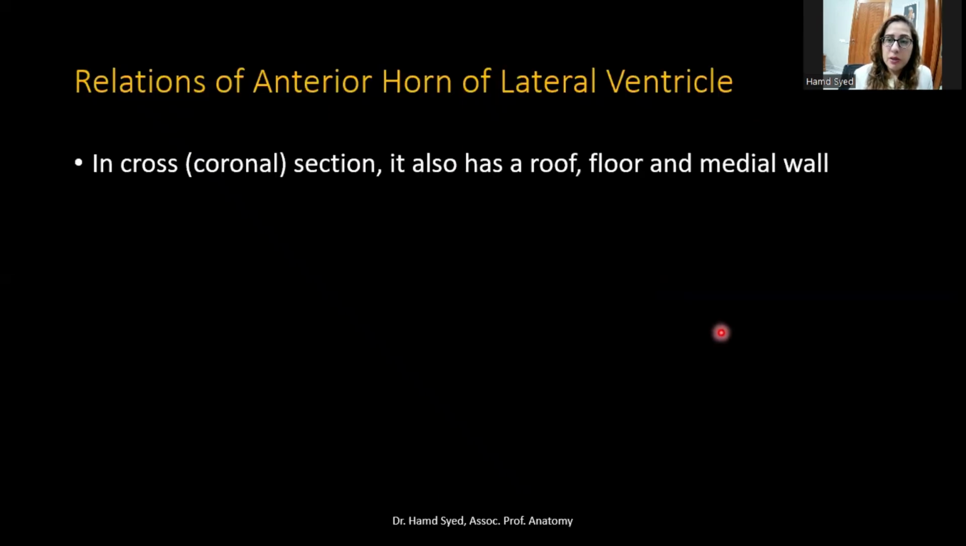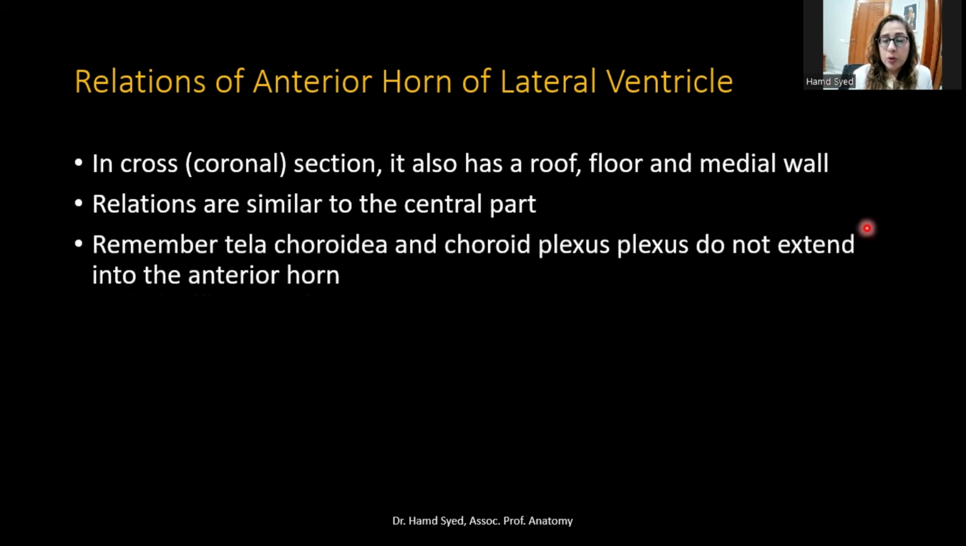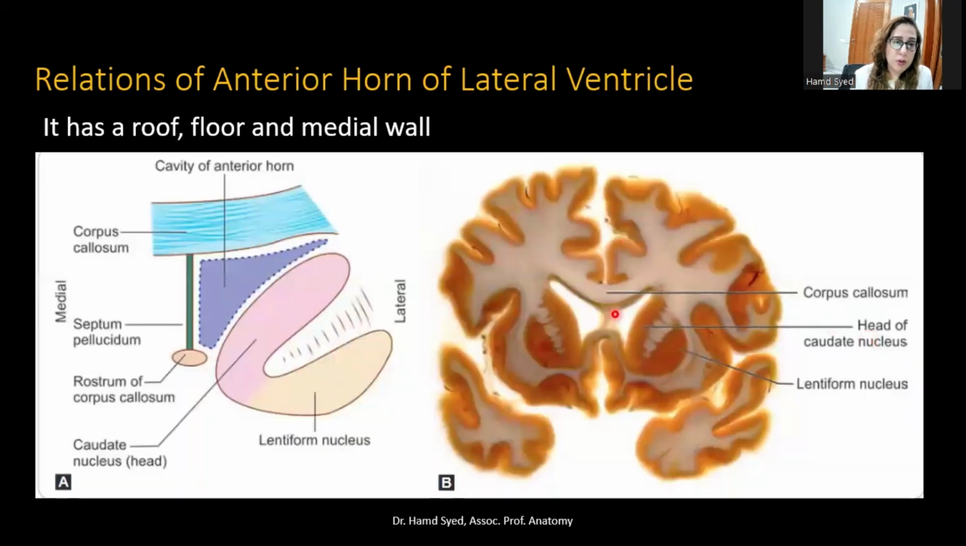Now that we have discussed the relations of the body of the lateral ventricle, we are going to discuss relations of the anterior horn of lateral ventricle. If we were to take a coronal section, it also will have a roof, floor, and medial wall, just like the body. So its relations will be similar to the body or the central part of the lateral ventricle. But keep in mind that tela choroidea and choroid plexus do not extend into the anterior horn of the lateral ventricle.